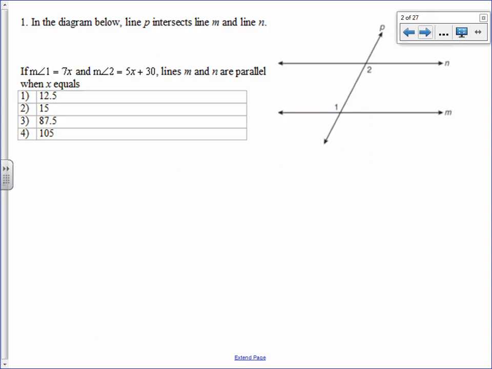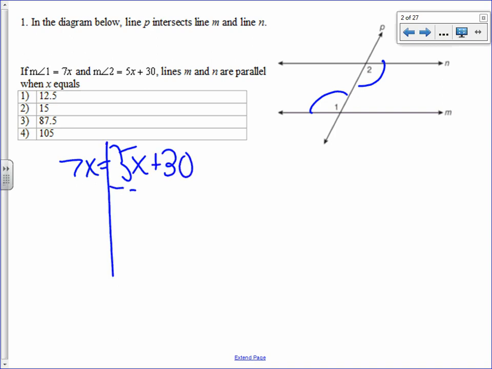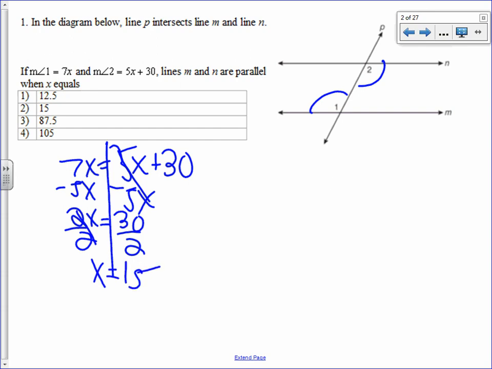Parallel lines cut by a transversal. You have to ask yourself, are these the same or are they different? They're both obtuse, so they're the same. If they're the same, you set them equal to each other. If they were different, you would add them to equal 180, and solve the equation. We get x equals 15.